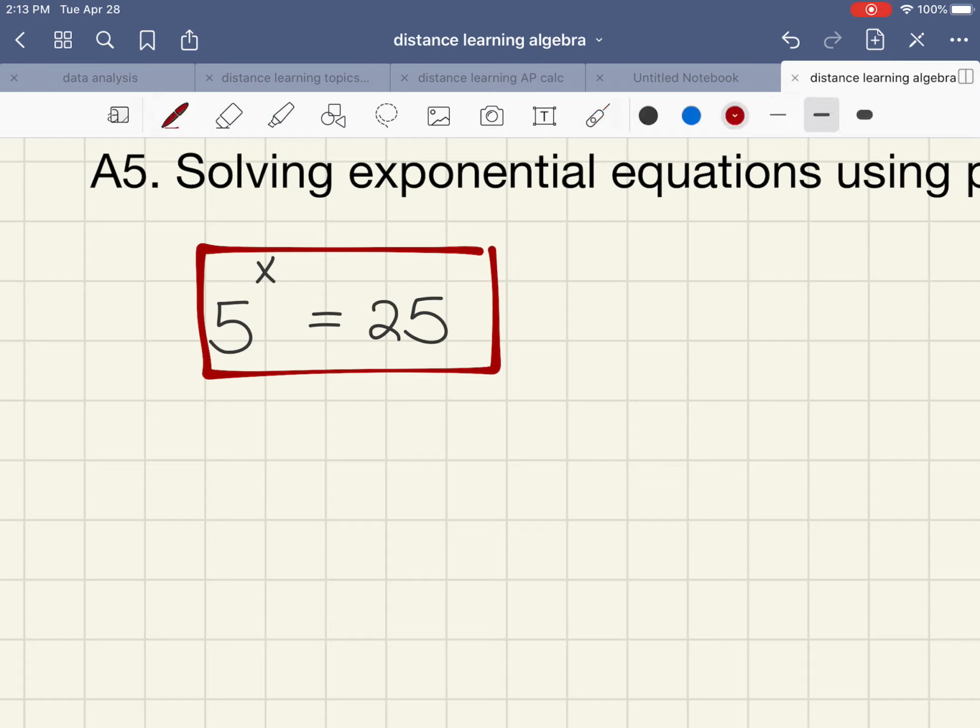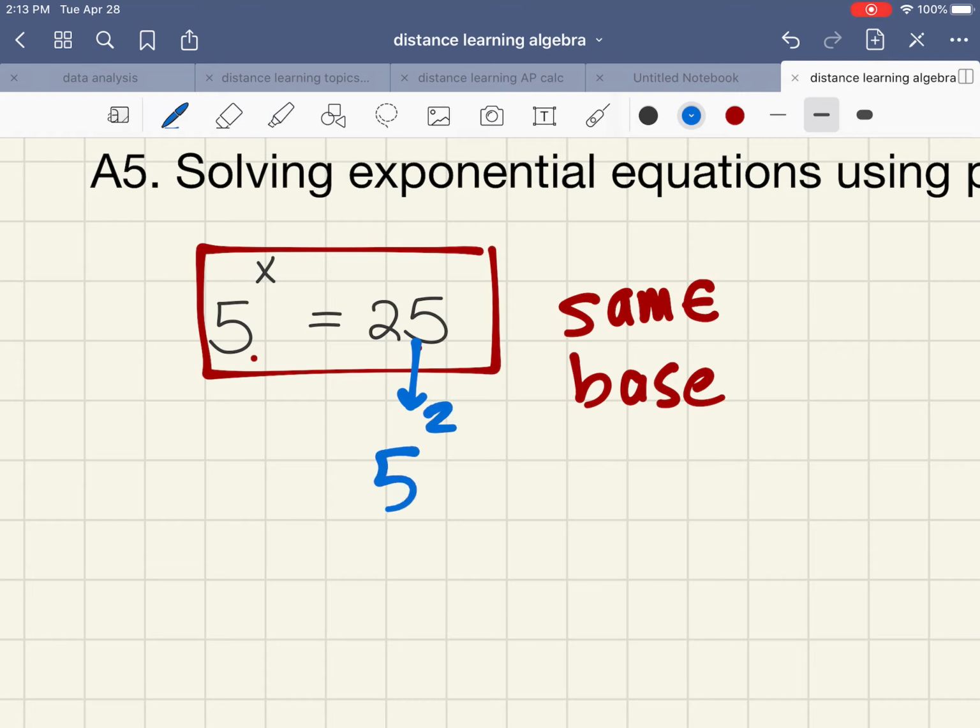So the idea is that we're looking to get the same base for both sides. All right, and I think about this and I say, oh, I know 25 is 5 squared. So I'm going to rewrite this as 5 to the x equals 5 squared.